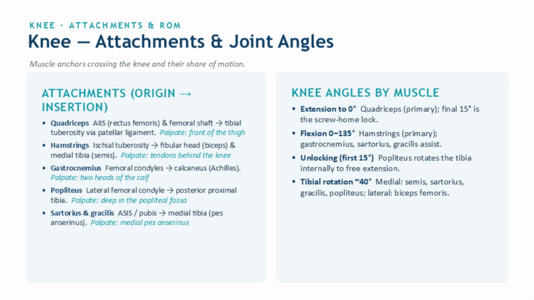The muscles crossing the knee attach to structures in the pelvis, femur, tibia, fibula, and foot. Because some muscles cross multiple joints, their actions often extend beyond the knee itself. As you review these attachments, consider how the position of the hip or ankle may influence knee function.